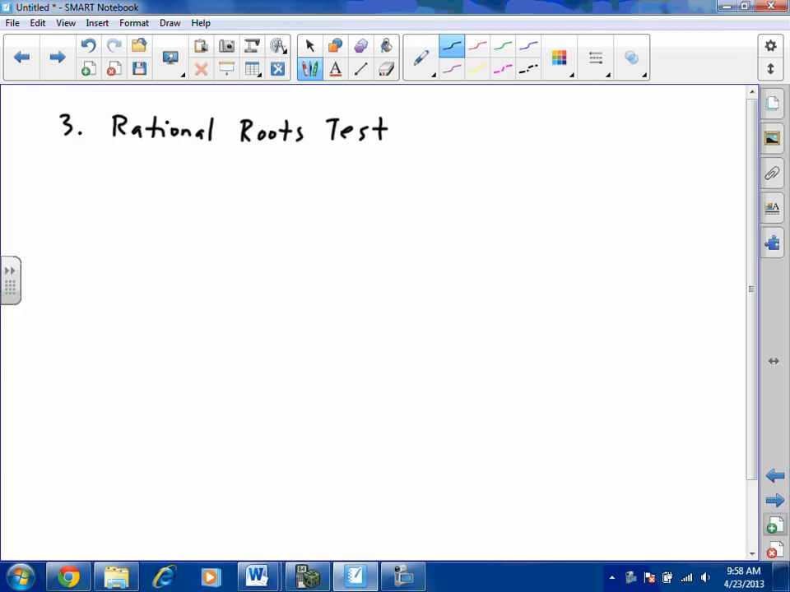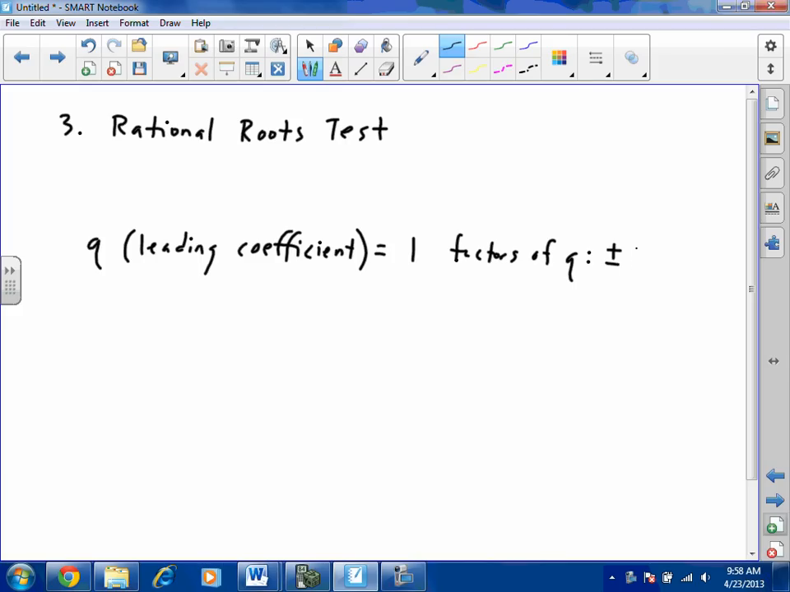It can be difficult depending on the particular equation you're working with, but really this is pretty easy. What you're going to do here is generate a list of the factors of the first term, which is the leading coefficient. We're going to call that Q. Okay, we're going to make a list of the factors of Q. So in this case, Q is 1. Okay, and we're going to take that and find all the factors of 1. And of course, that's just plus or minus 1.